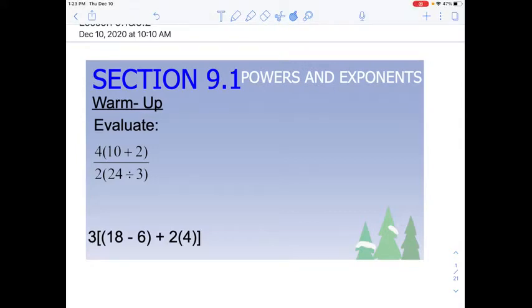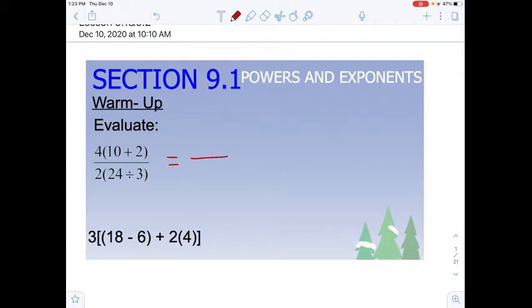Lesson 9.1 is all about powers and exponents. So there's a couple warm-up problems here. You'll want to pause, try these on your own, then we'll go through them. The first one says to evaluate, which means to solve, and we're going to have to use order of operations here on the top and on the bottom.